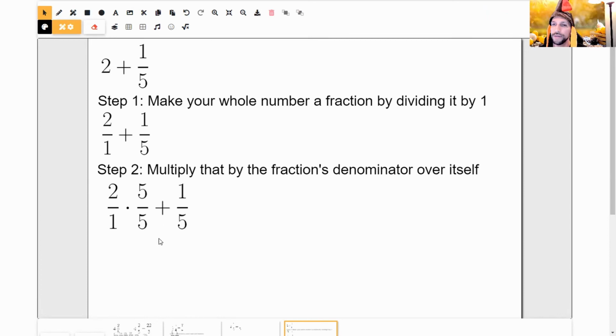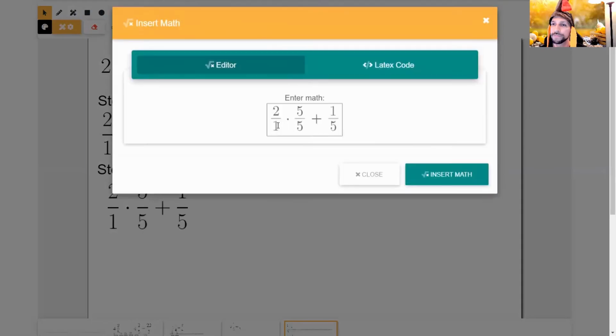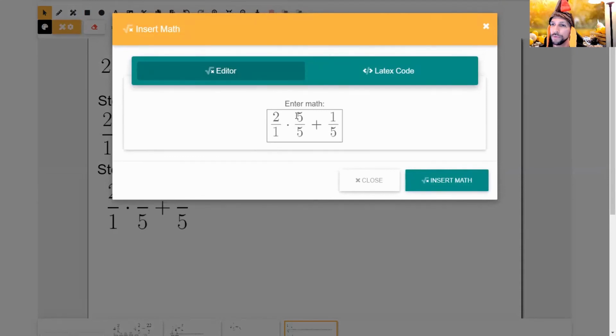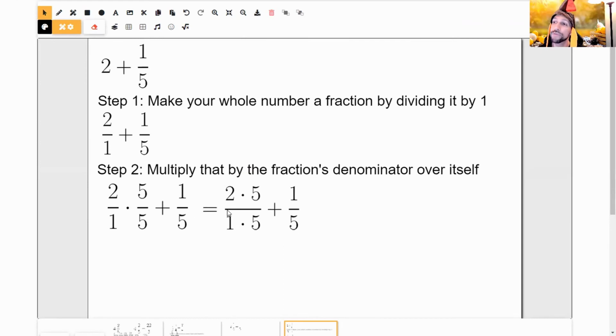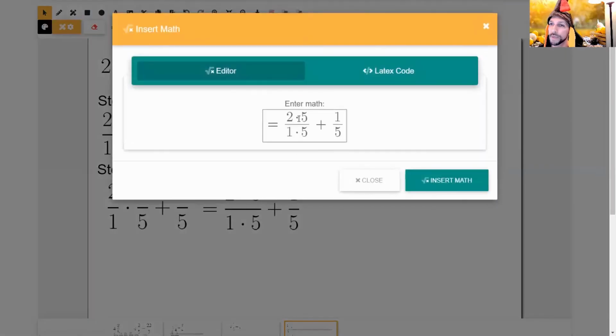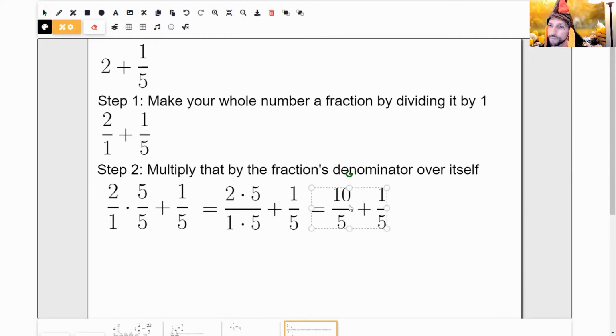Now, why did we do this? Well, let's simplify this fraction, and it'll become clear. So 2 times 5, because we can multiply the numerators, over 1 times 5 when we multiply the denominators. As we go through and simplify this, it starts to become more clear. Now I can simplify that numerator. 2 times 5 is just 10. 1 times 5 is just 5.